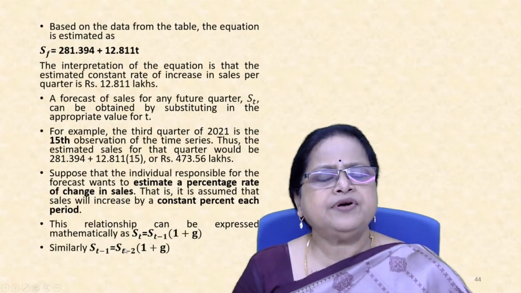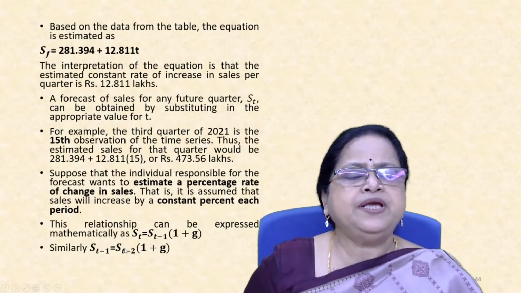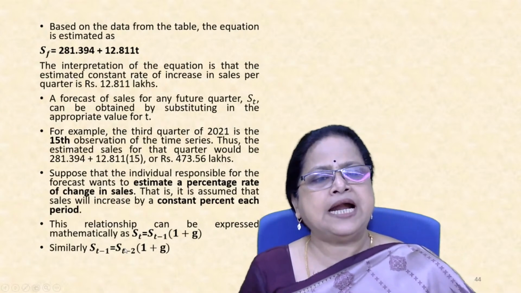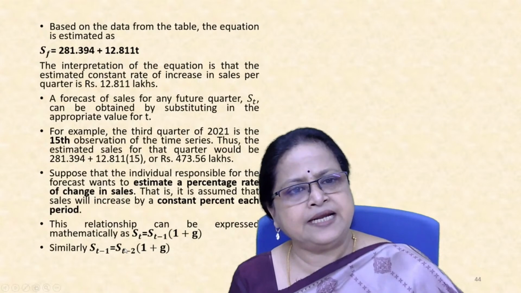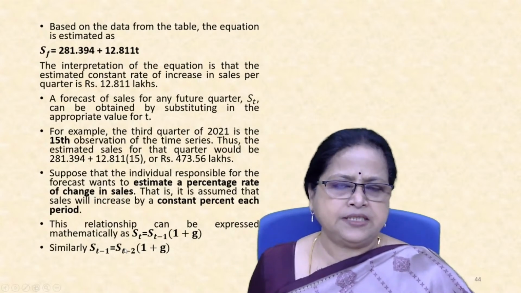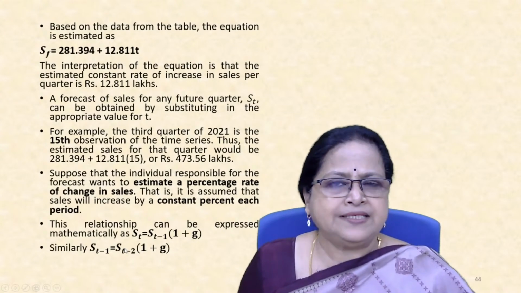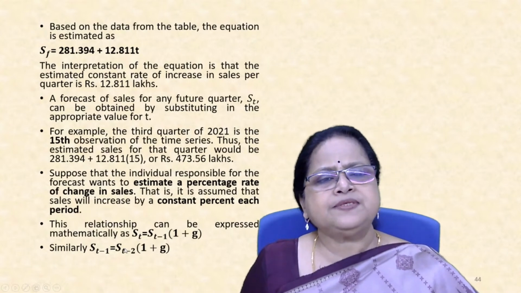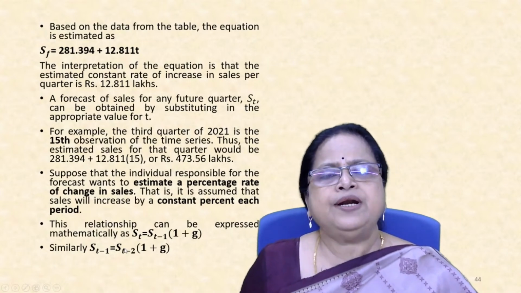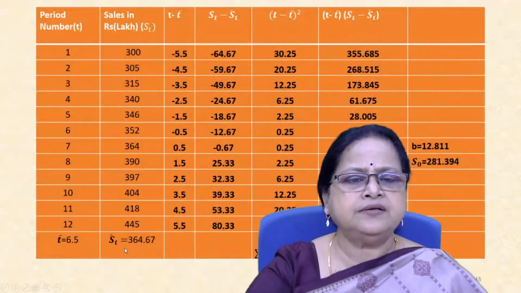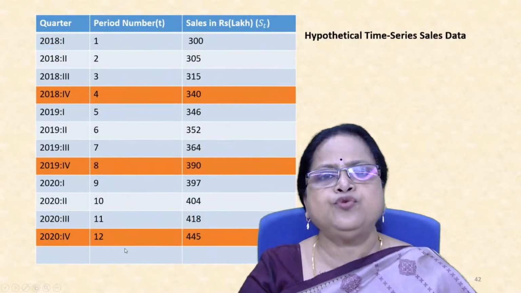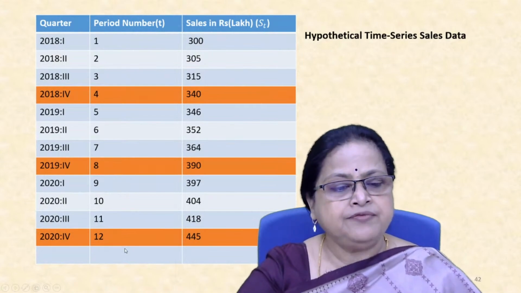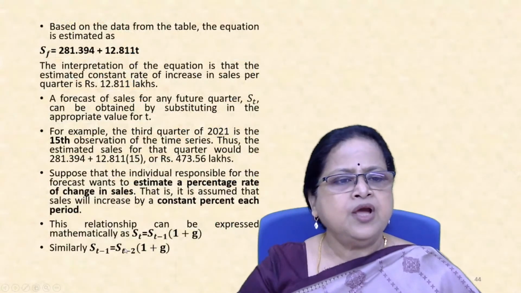So the constant rate of increase in sales will be, for every quarter, there will be an addition of 12.811 lakhs of sales. That is the idea. That is the forecast, or estimated value. A forecast of sales for any future quarter. Now let us say, suppose this is the example here. The figure is only up to 2020 quarter 4.